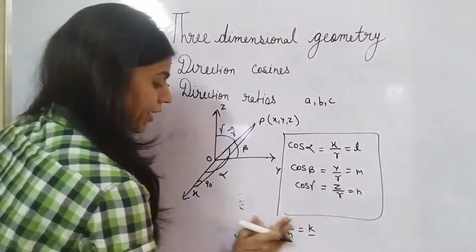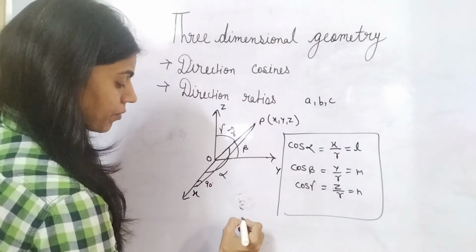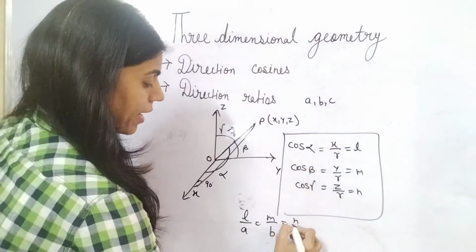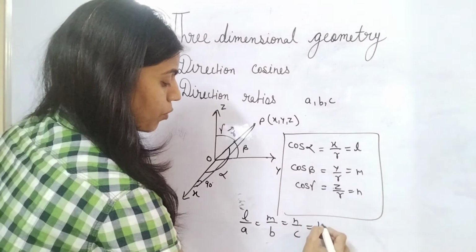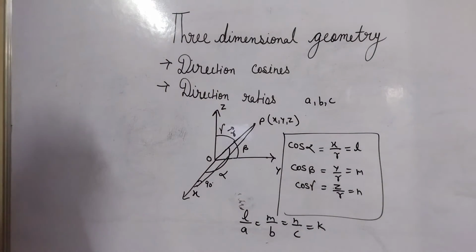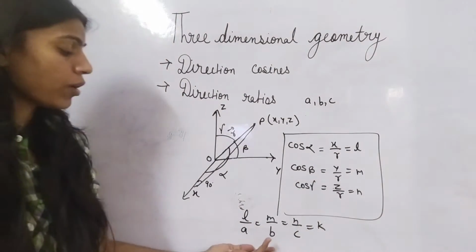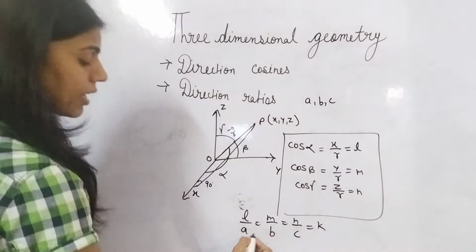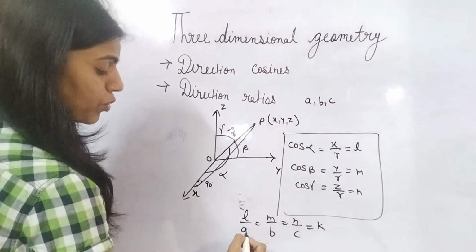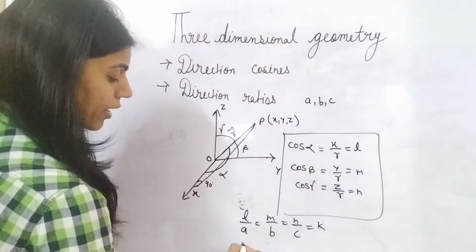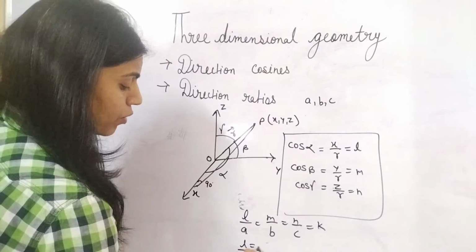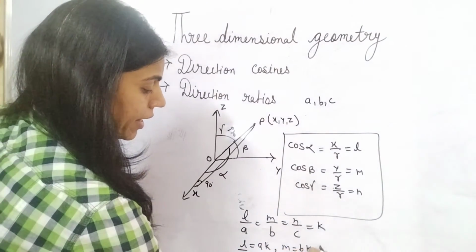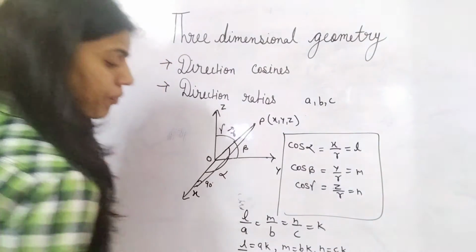It's better if we write this ratio as l upon a, m upon b and n upon c. This is equal to k, right? Now students, we can find the value of this constant k. How will we find it? Now see, l upon a is equal to k, so I can write l is equal to ak. Same way I can write m is equal to bk and n is equal to ck, right?